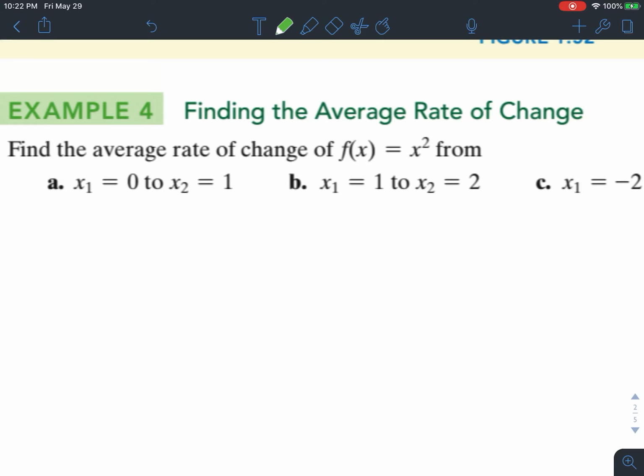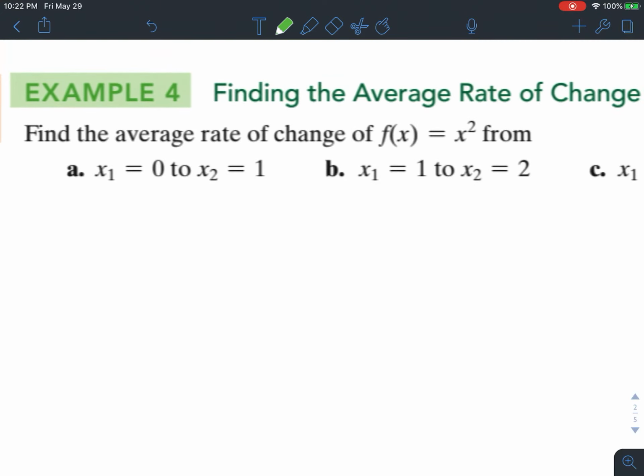But the math really isn't all that different. So the function here is x squared, and what they've given us are 2 x values. So it's sort of like they gave us 2 points on a curve, but they only gave us part of the information. So the first thing you want to do is write the 2 points. You can't find the average rate of change without 2 points. You're literally finding the slope of a line.